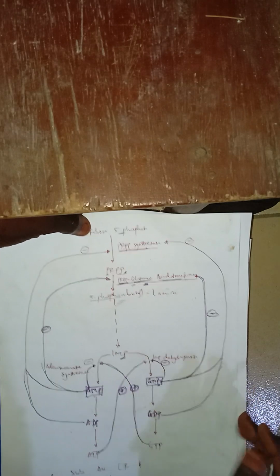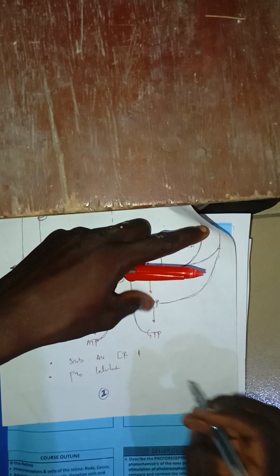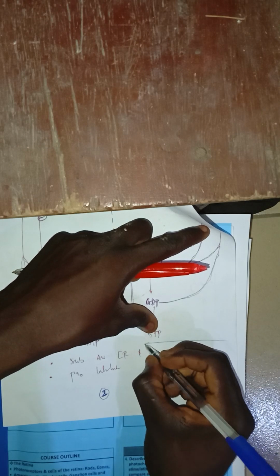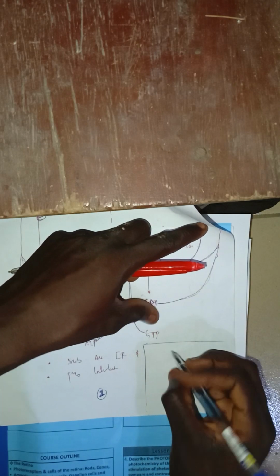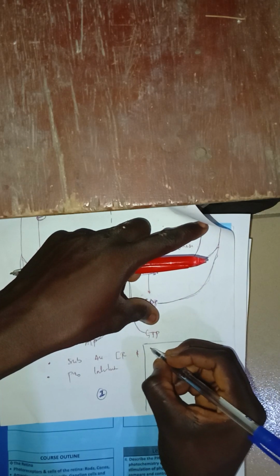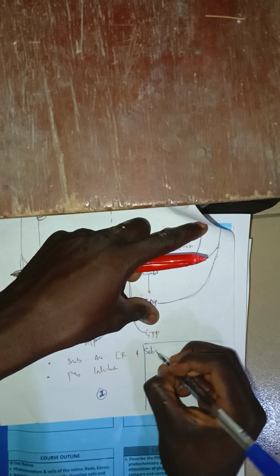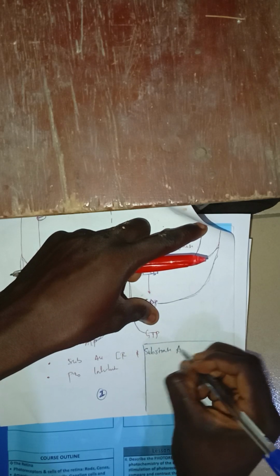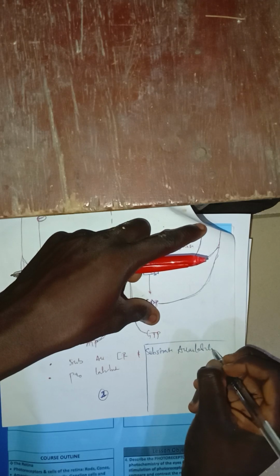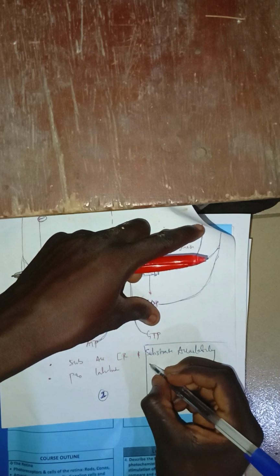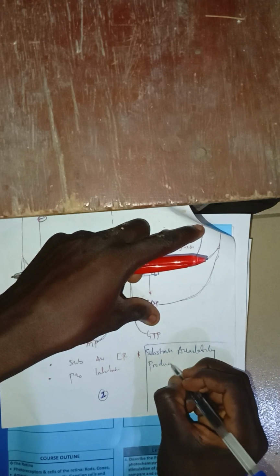However, before you draw the pathway, I told you guys that you must write a short note. What is that short note? You just tell them that the regulation of purine biosynthesis can be regulated in two ways. One, by substrate availability. The other one is by product inhibition or feedback inhibition. Okay.